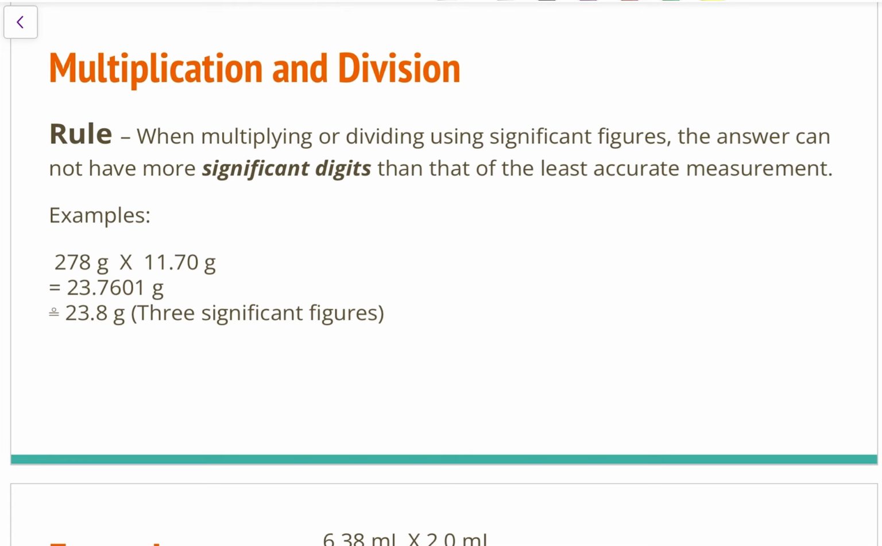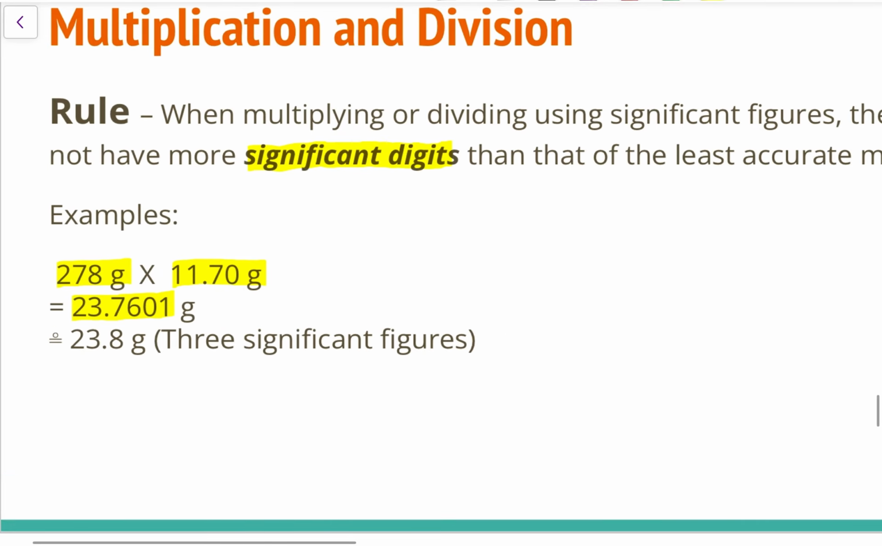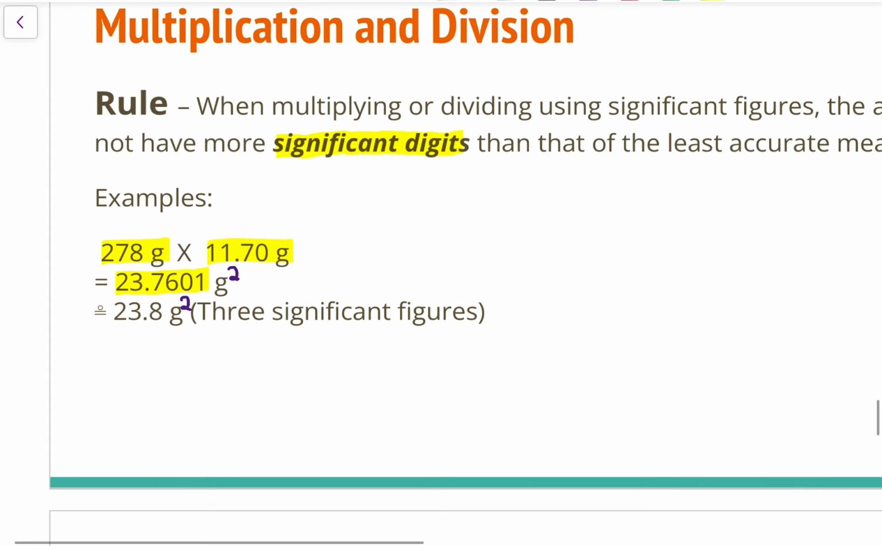Same basic idea, but for multiplying and dividing, instead of looking at the decimal places, look at the total number of significant digits. And whichever one has fewer, that's what we're going to round off to. So for example, let's say we take 278 grams and we need to multiply by 11.70 grams. When you put that into your calculator, it's going to spit out this crazy number, 23.7601. A little typo on here. I don't know why you'd ever multiply grams by grams, but it should be grams squared. So g squared, or maybe g stands for something different, but g squared.